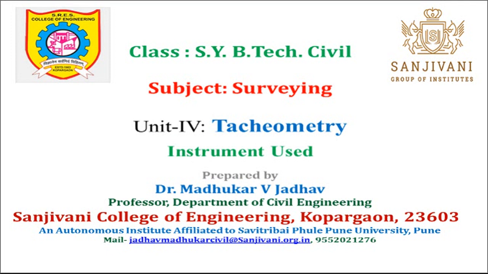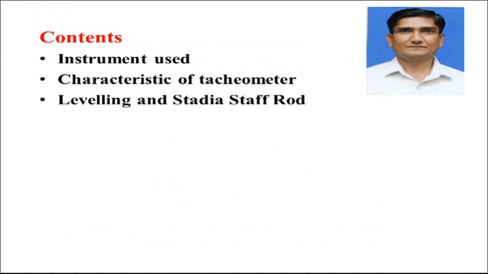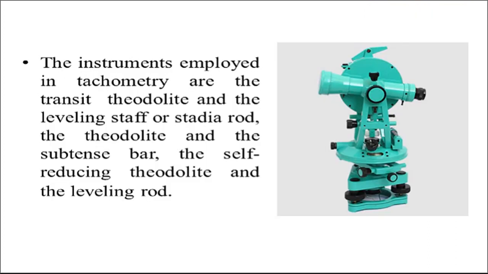In this lecture, we are going to study the instrument used, the characteristics of the tachometer, and the leveling staff or stadia rod which is used in tachometric surveying. Next slide. So, the instrument used in tachometry. The instruments used in tachometry are the transit theodolite and the leveling staff or stadia rod.